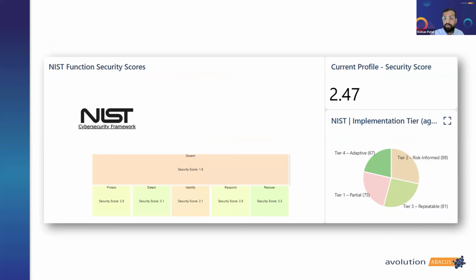So here you can see we've aggregated all of those different implementation tiers into a total security score, as well as individual security scores across the different key functions. And then we can also look at the pie chart to see what tier we mostly lie in.